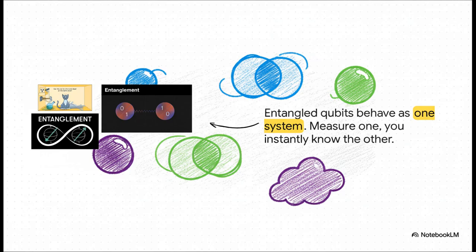Imagine you have a pair of magic coins. If you flip one and it lands on heads, you instantly know the other one, even if it's on the other side of the galaxy, also landed on heads. That's entanglement. It's this deep, instantaneous connection that lets quantum computers perform calculations that would take a normal computer literally longer than the age of the universe to solve.